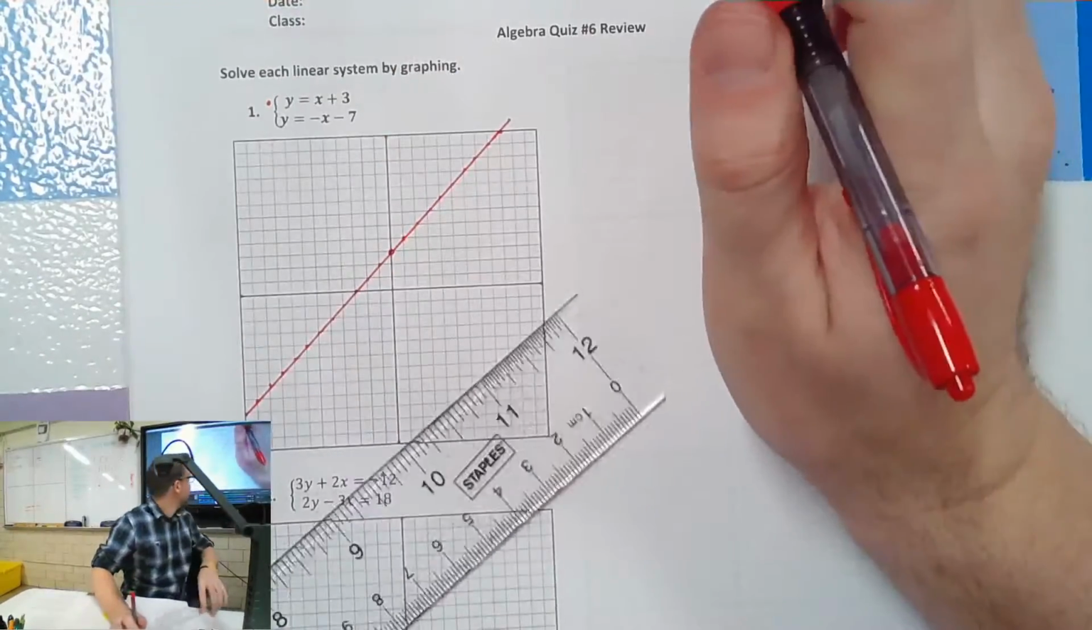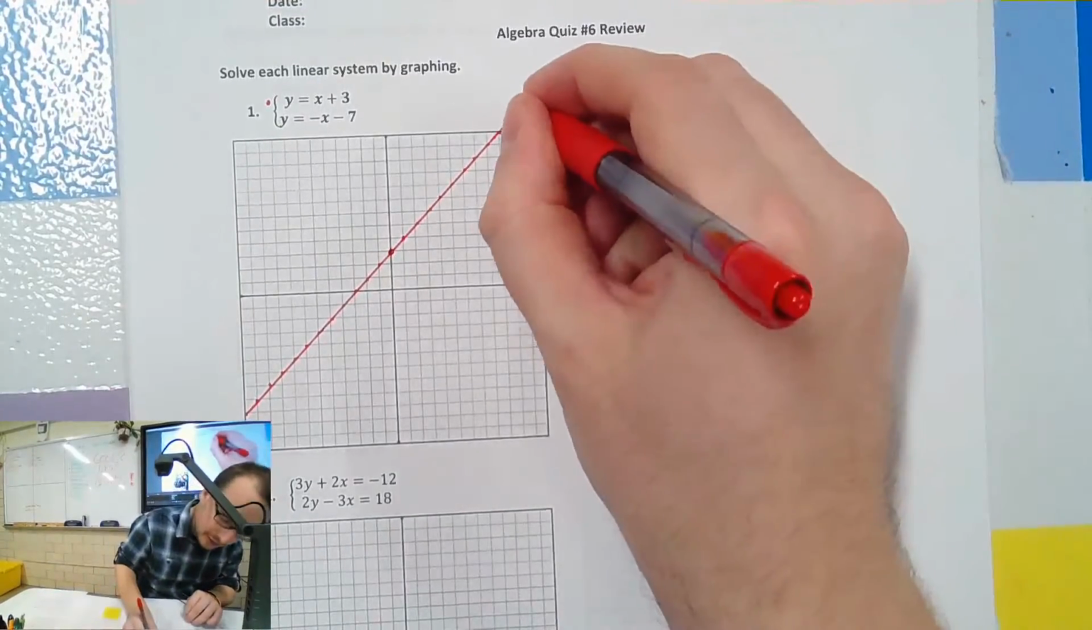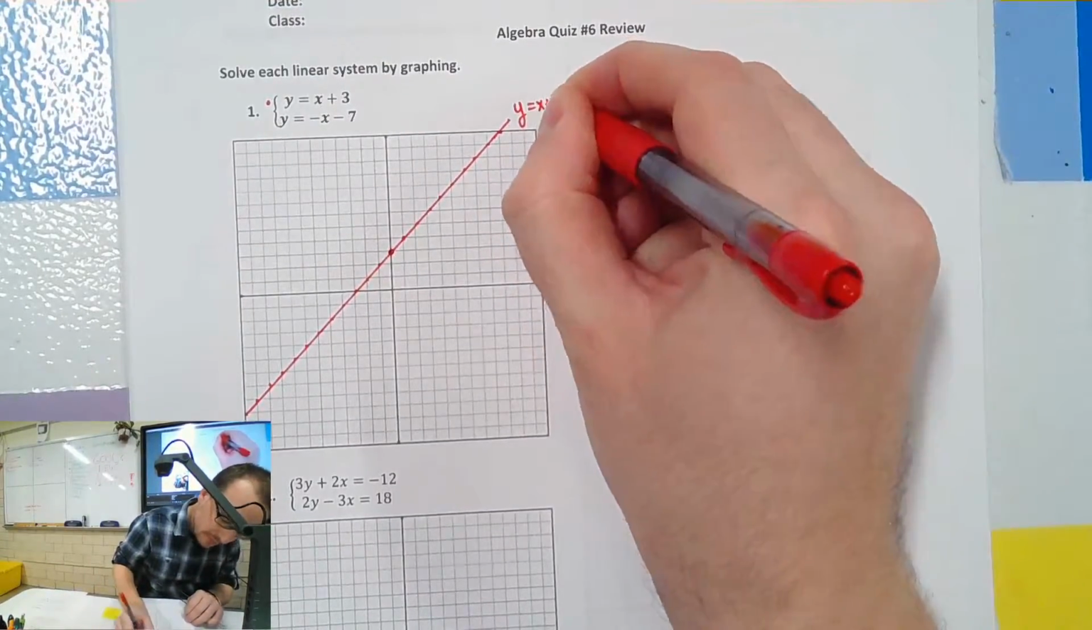All right, so there is the red line. Y equals x plus 3.